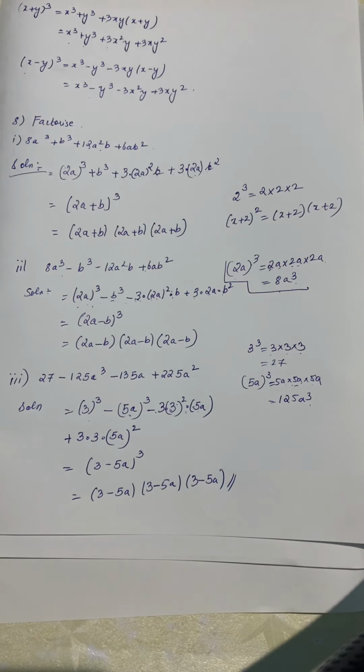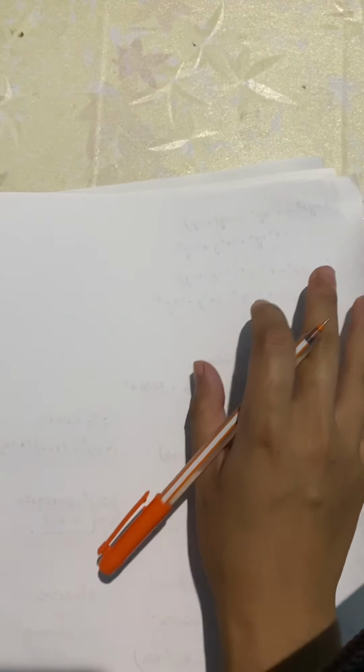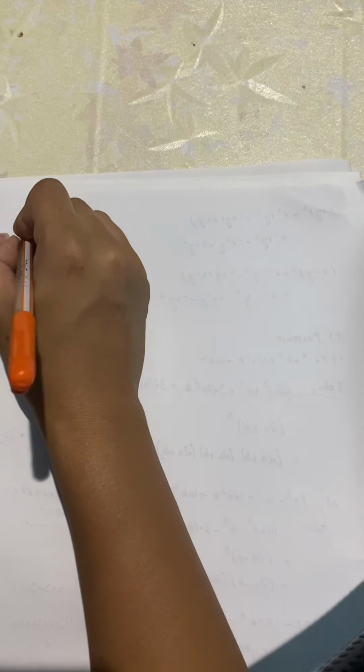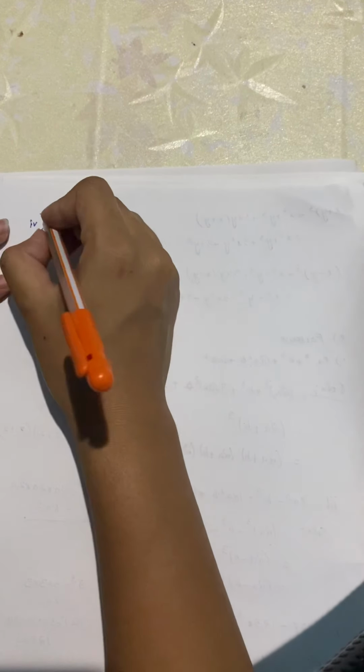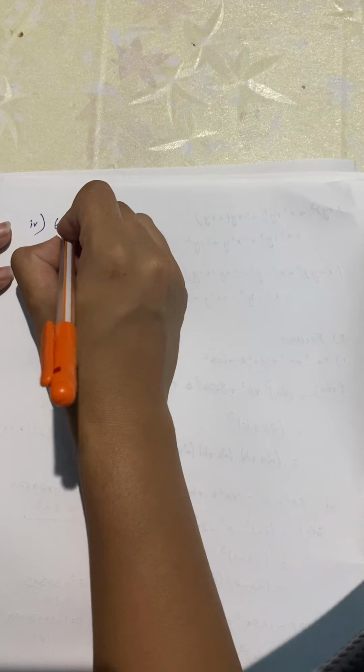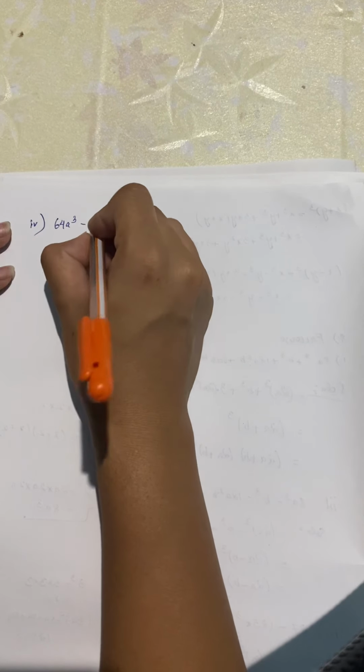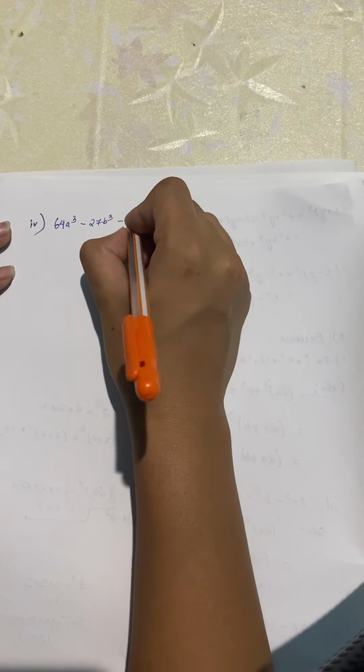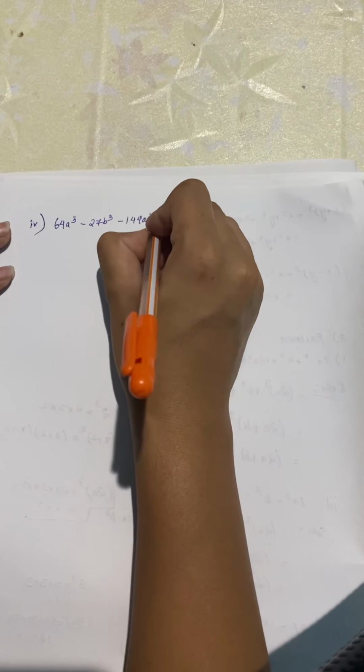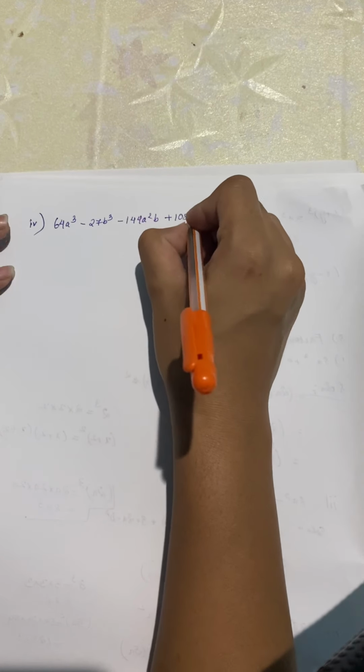That is question number 4. Okay, all the questions are like this. It's very easy. Okay, just be very thorough with the formulas. That's it. Question number 4 is 64a³ − 27b³ − 144a²b + 108ab².